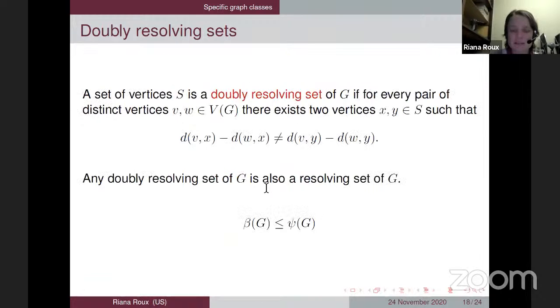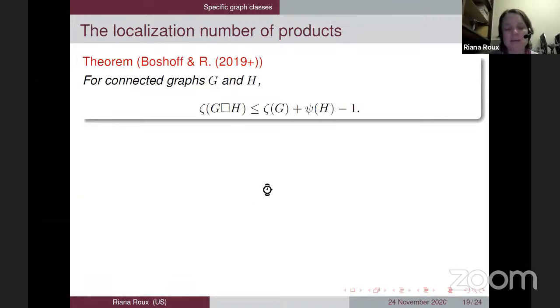This is just to mention that every doubly resolving set is obviously also a resolving set. So it bounds the metric dimension from above. So we've managed to show that the localization number of the product of 2 graphs will always be smaller or equal to the localization number of the one plus the doubly resolving number of the other one minus 1.